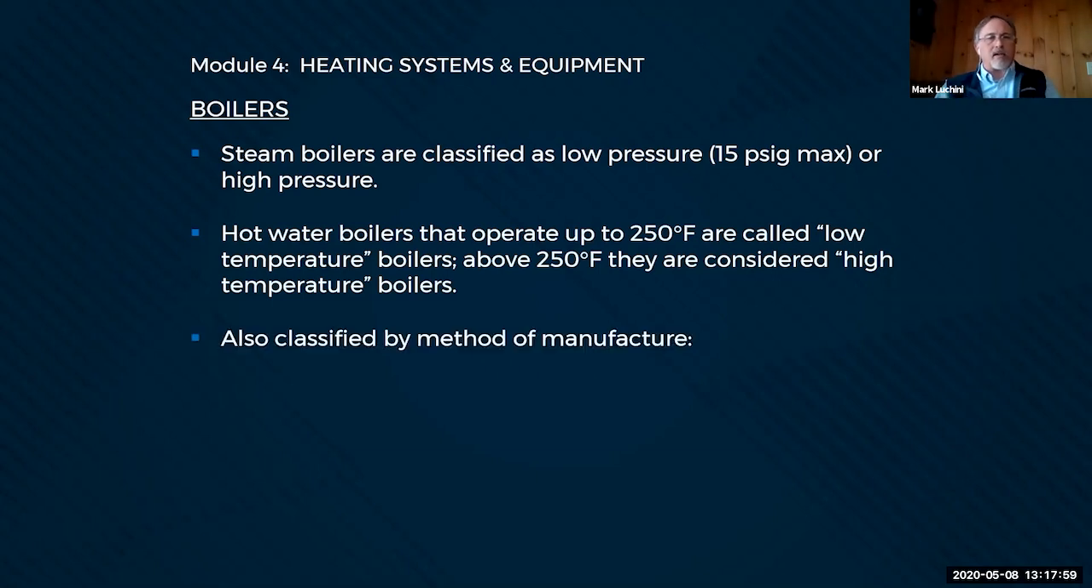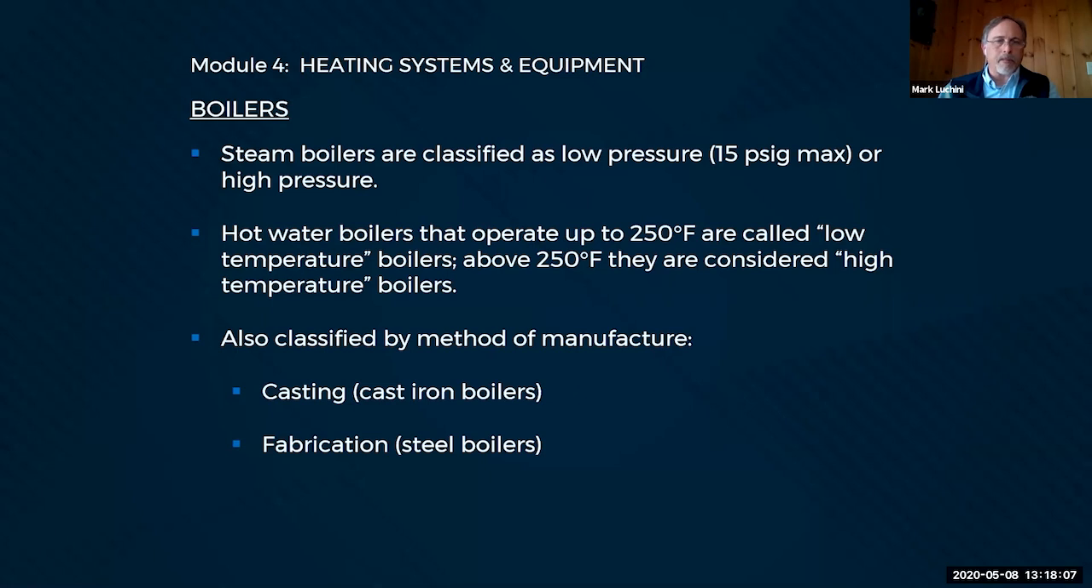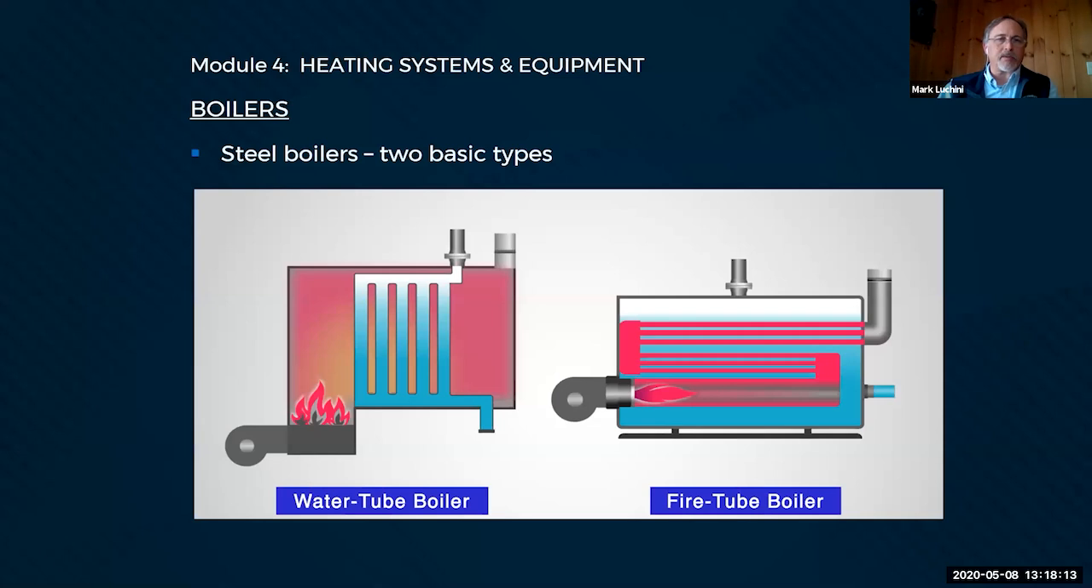Boilers are also classified by the method that they're manufactured. They can either be cast or fabricated: cast iron boilers or steel boilers. Steel boilers come in 2 basic types: water tube and fire tube.